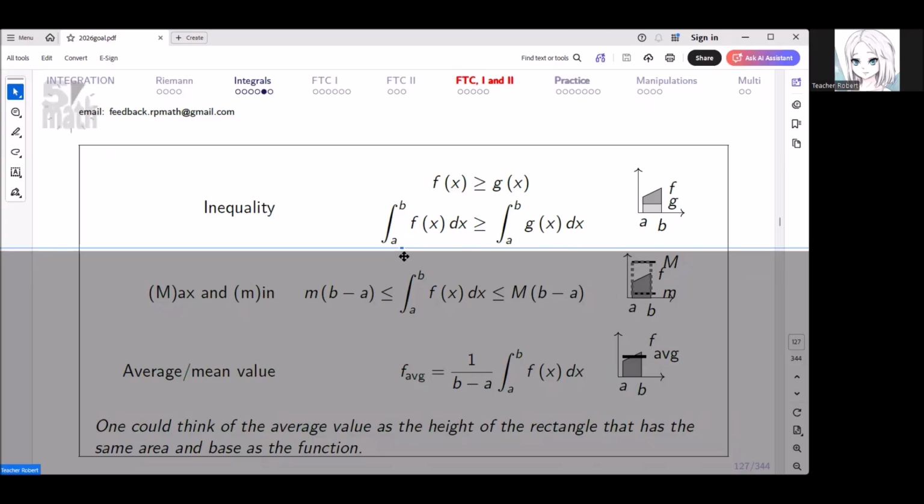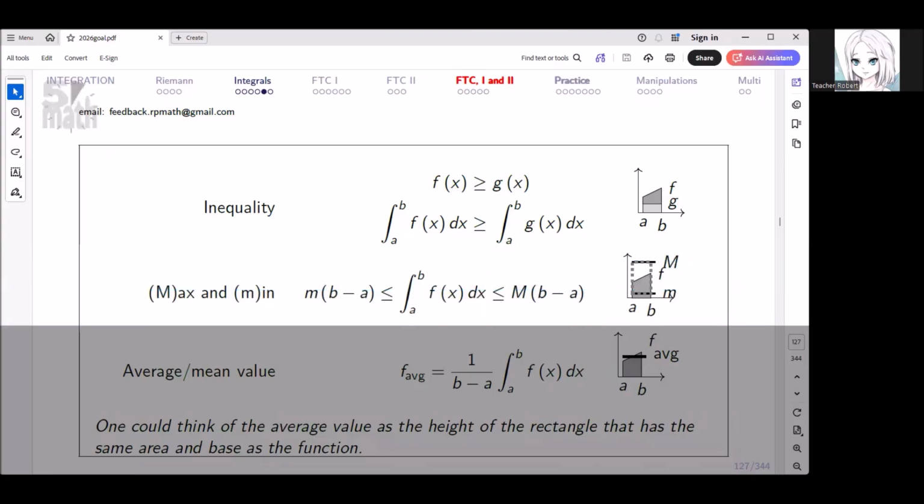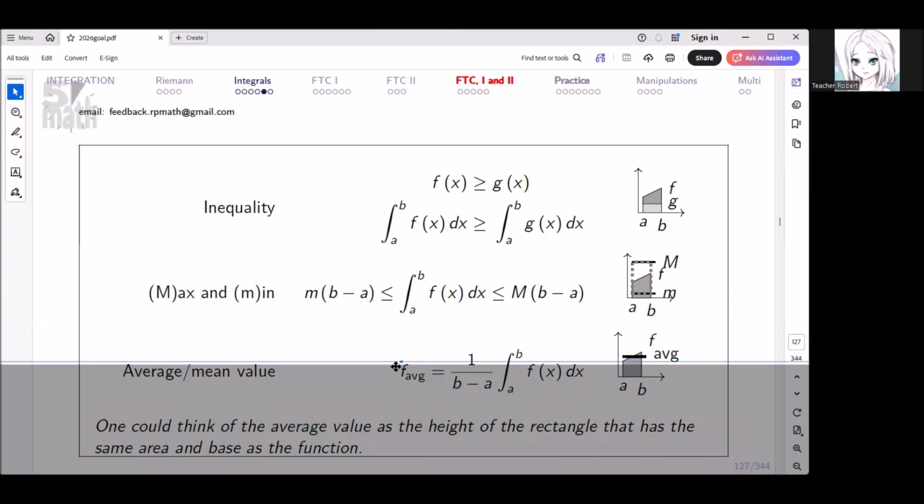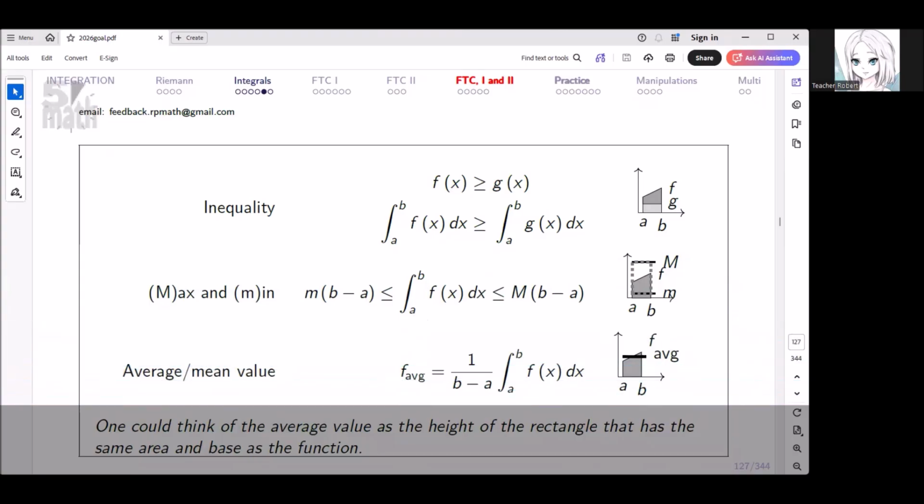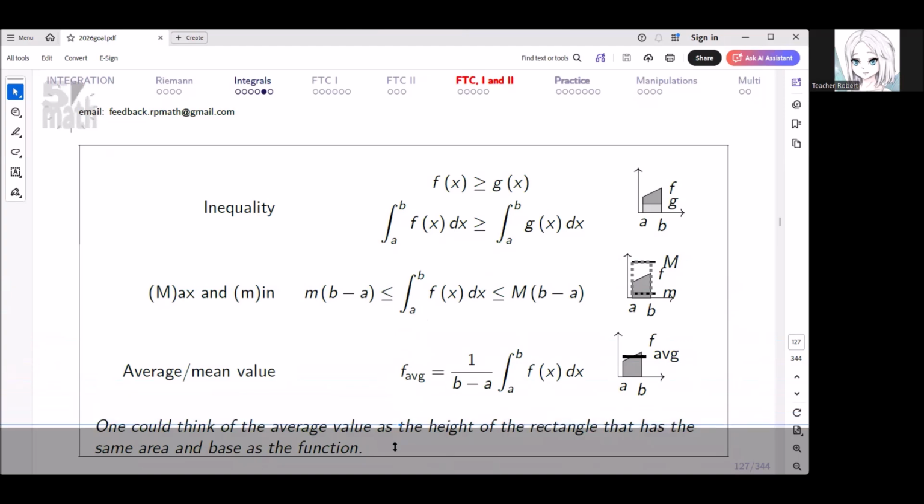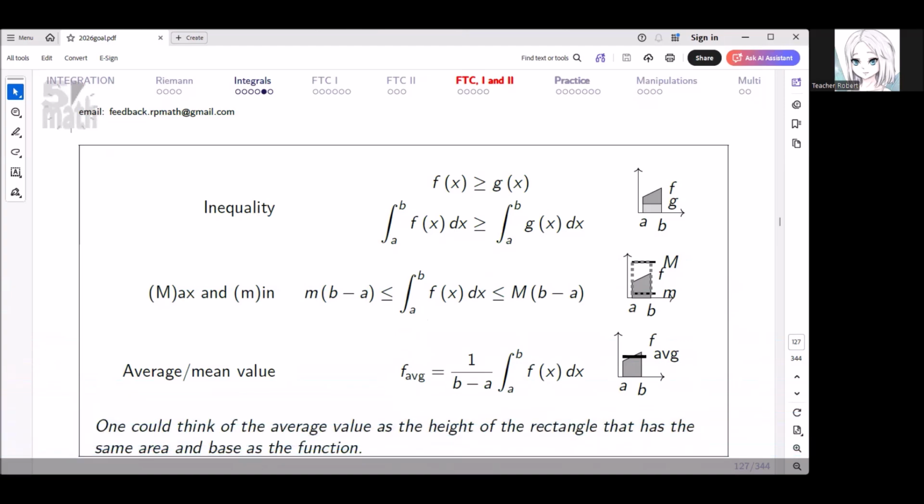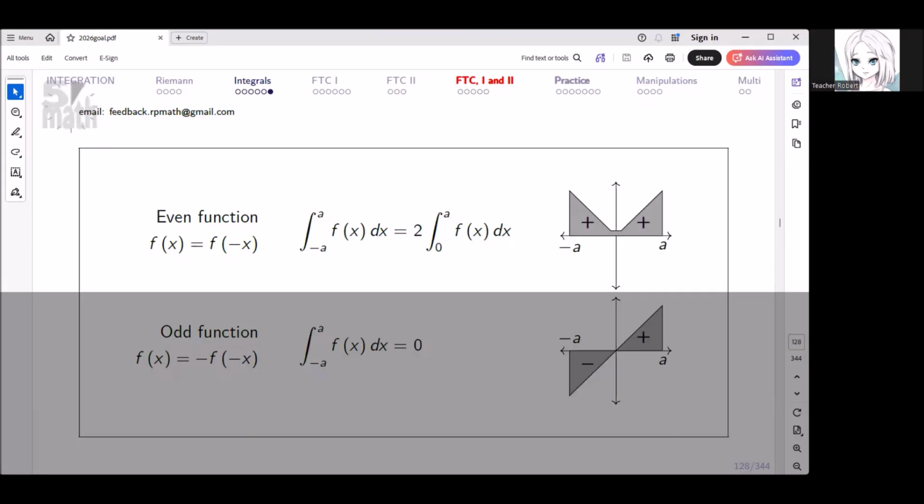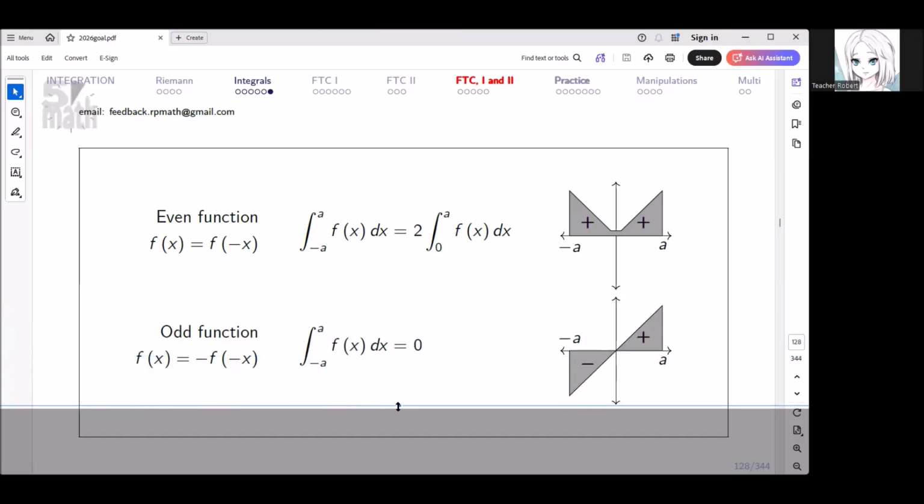Inequality, max and min, average, mean value. One can think of the average value as the height of the rectangle that has the same area and base as the function. Even function, odd function.